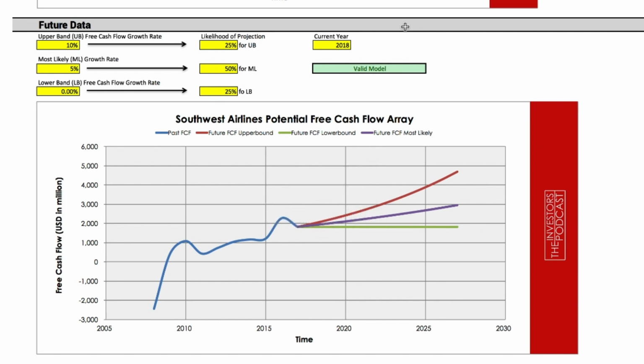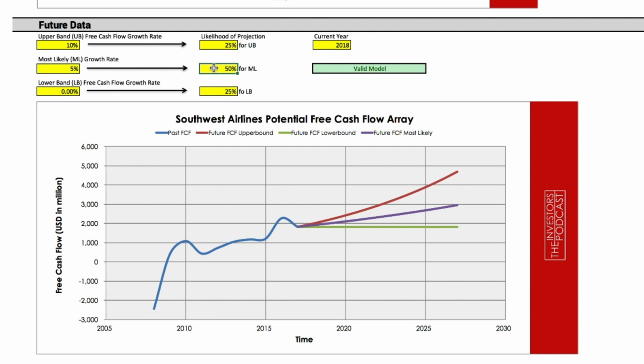We've seen revenue growth over the past 10 years of 8% annually for Southwest Airlines and very little declining margins. So keeping all that in mind, I used 5% here. Again, if you want to use 3%, 4%, 6%, it's really up to you. I decided to use 5%. I find it somewhat conservative, but I like to be conservative. And I assigned it a 50% probability.